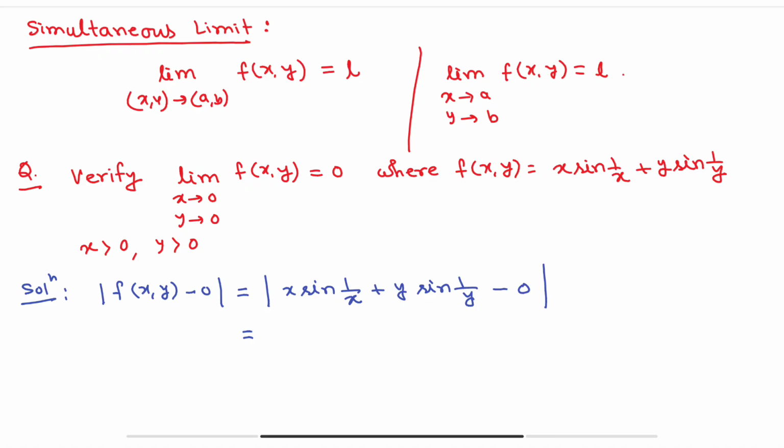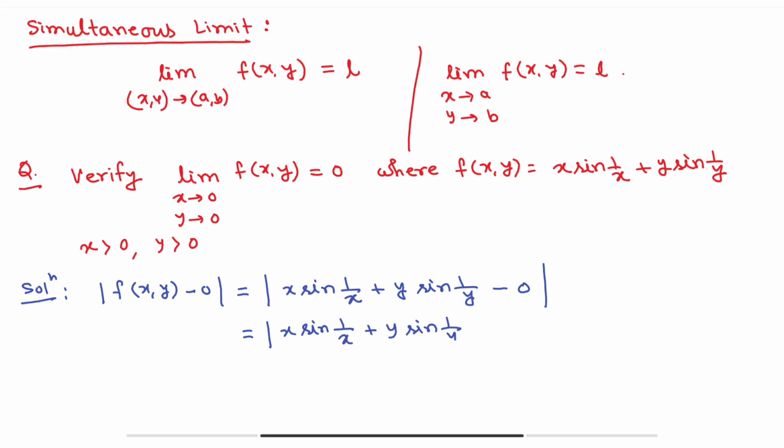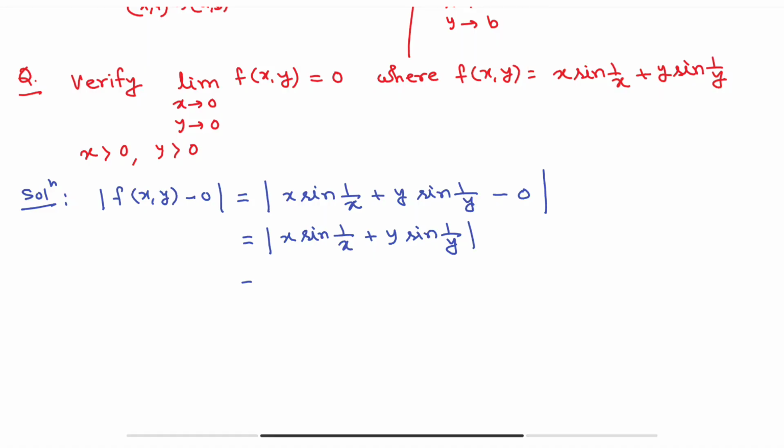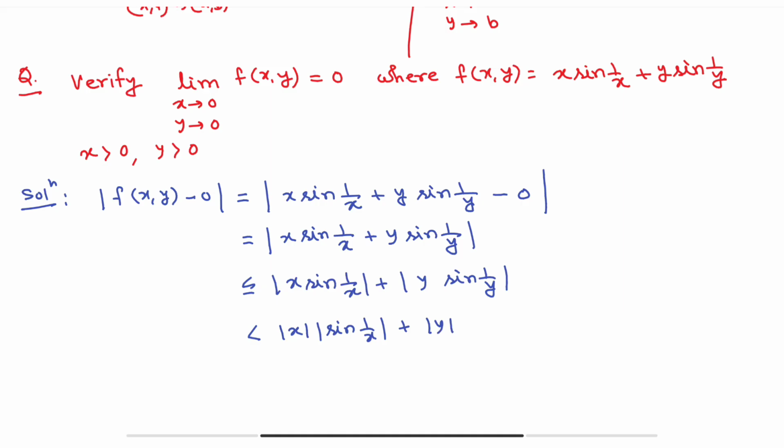Actually, what we can say from here, modulus of x sin 1 upon x plus y sin 1 upon y. Now we can break this one, so it is less than or equal to modulus of x sin 1 upon x plus modulus of y sin 1 upon y, and this is equal to modulus of x into modulus of sin 1 upon x plus modulus of y into modulus of sin 1 upon y.